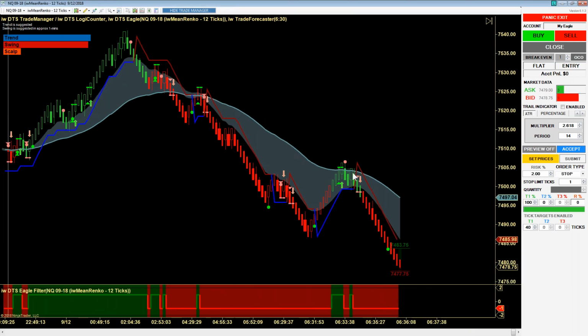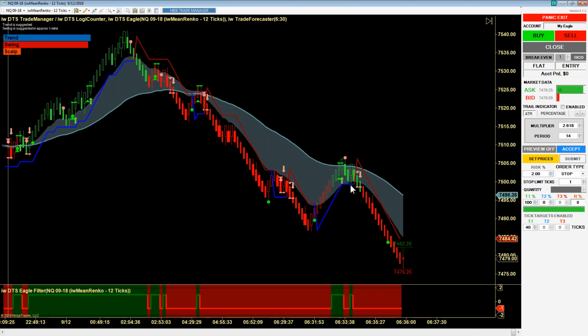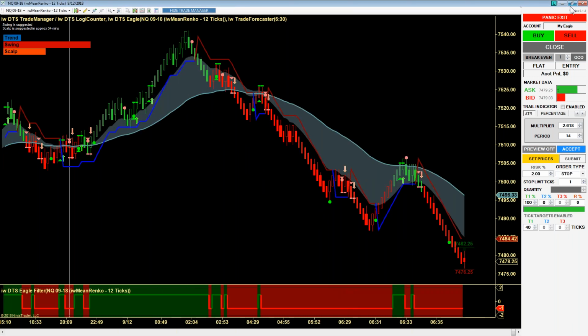Here is your first in sync Eagle signal. So we have a bearish band and we have a sell signal, and you can see that working out very well. So what's that now? 4 or 5 days in a row that first in sync Eagle signal working out very nicely for us.